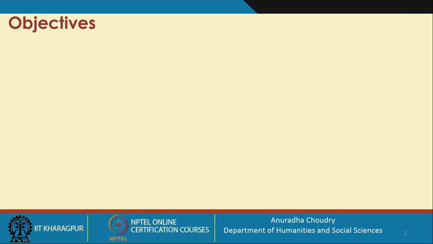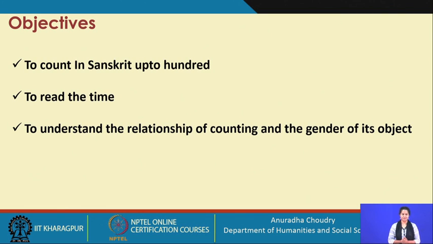Today we are going to look at lesson number 7, which has to do with learning how to count and read the time. So the objectives, as mentioned in the title itself, are to learn how to count in Sanskrit up to 100 and a little more, but up to 100 fully well, and then also to learn how to read the time, and finally to understand the relationship of counting and the gender of its objects.